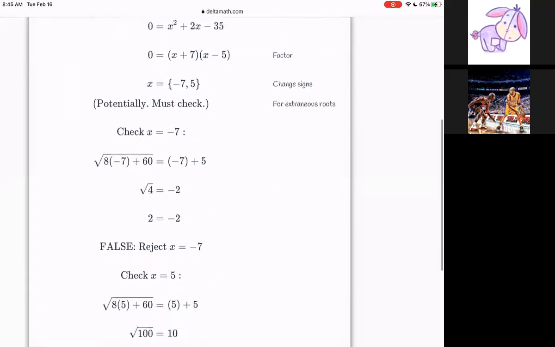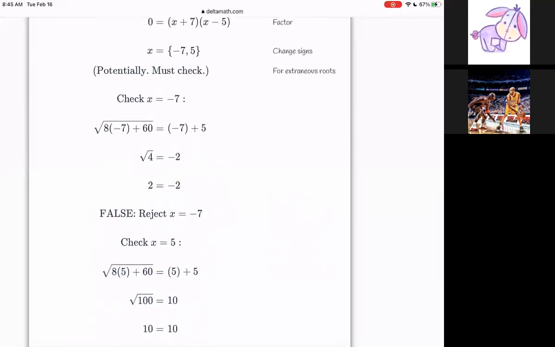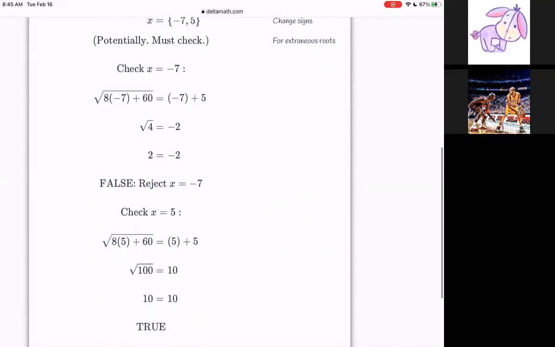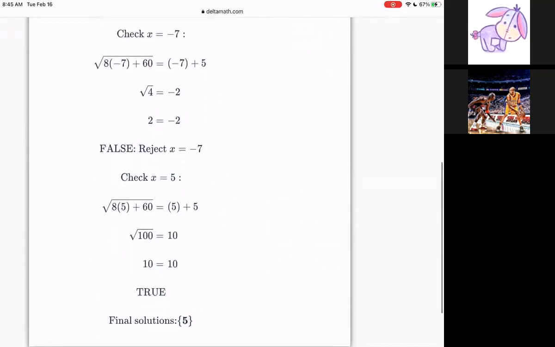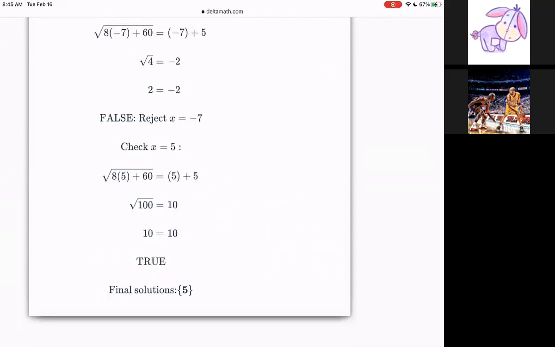So then they test x equals 5. Plug it in, and then it says our square root is equal to a positive number, which is great. And then they simplified it all the way, and they got 10 equals 10. And so 10 equals 10 is true. You can have a square root equal a positive number because your square root should be a positive number. And so therefore their final solution is 5. So they just typed 5 into the answer box. Okay, are there any questions on this one?